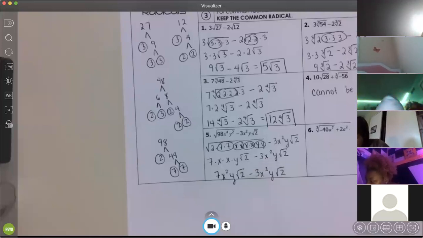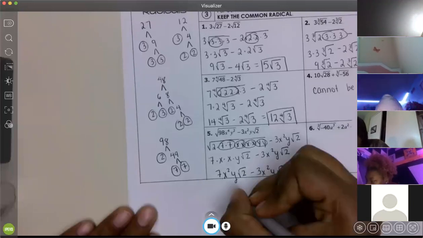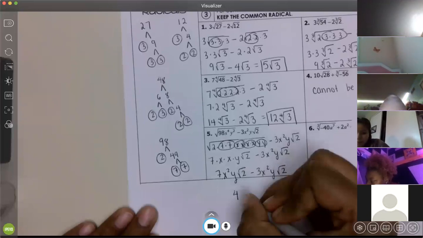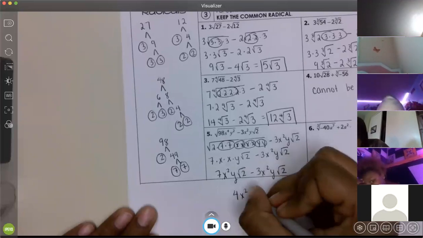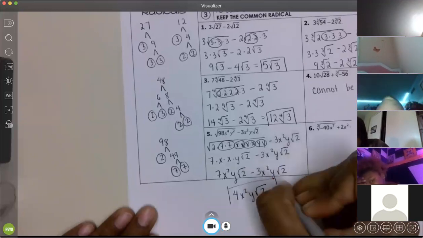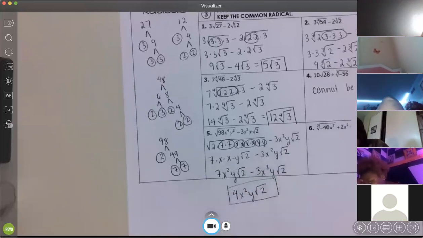Now we can go ahead and combine the coefficients. So 7 minus 3 is 4. You're left with 4x squared y square root of 2. Any questions on that?